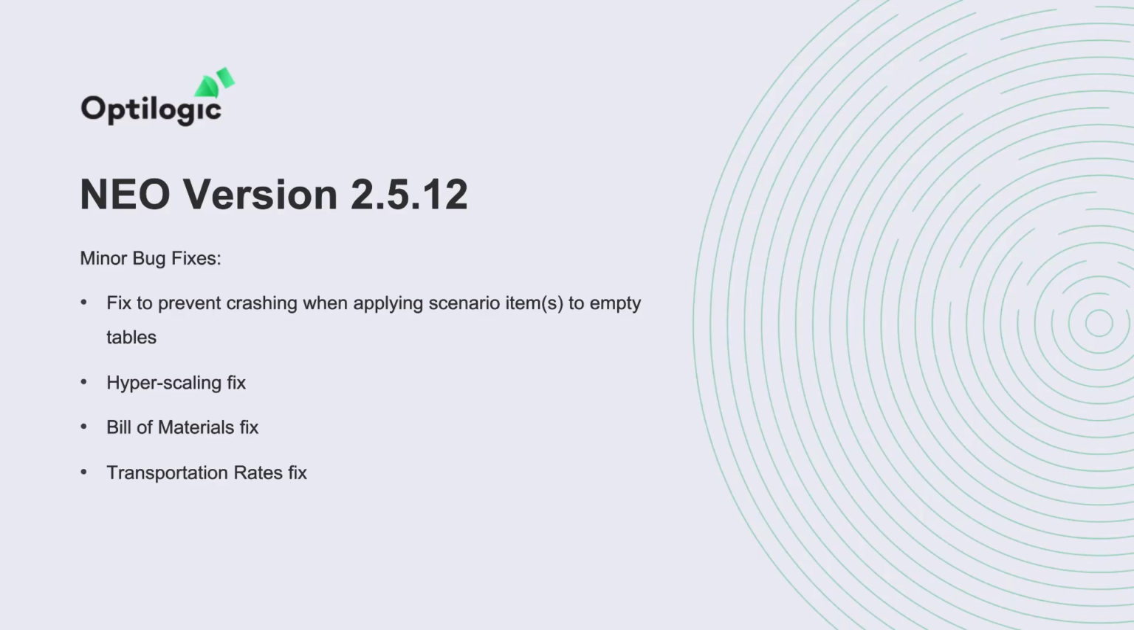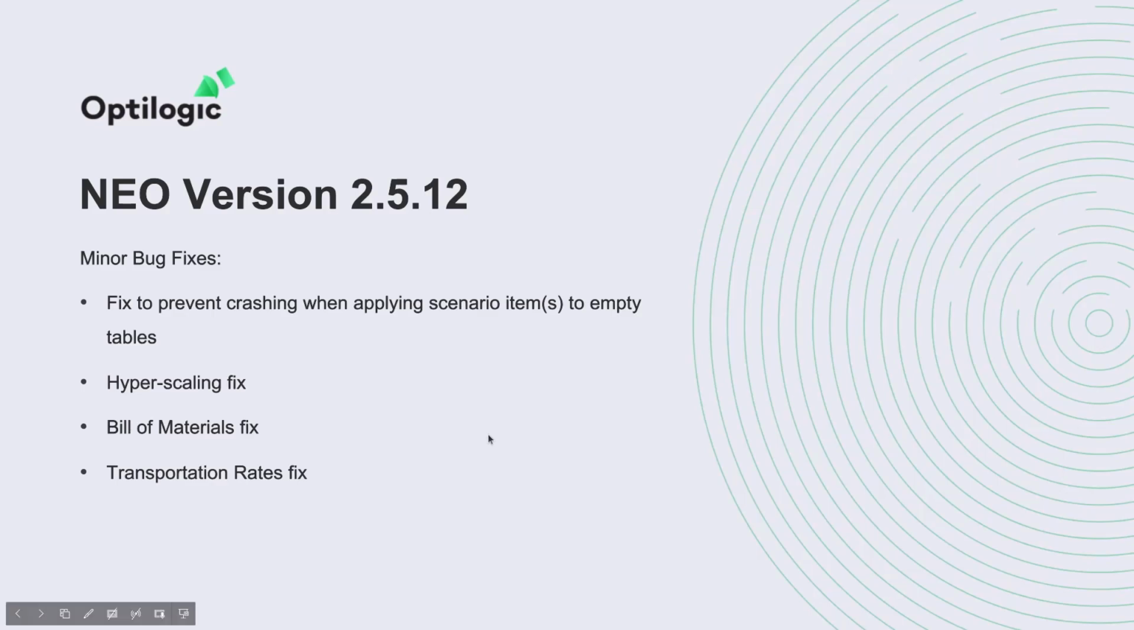To begin, Optilogic's applied research team has updated Neo to the latest version of 2.5.12. This includes some minor bug fixes, such as a fix to prevent a crash from occurring if a user attempts to apply scenario items to empty tables. Additionally, there were fixes to bugs that affected hyperscaling, bill of materials, and transportation rates.